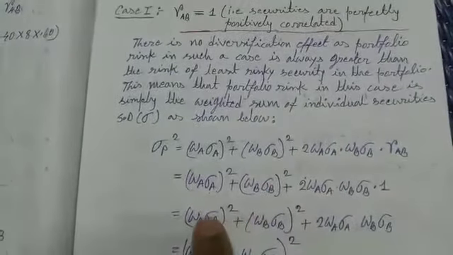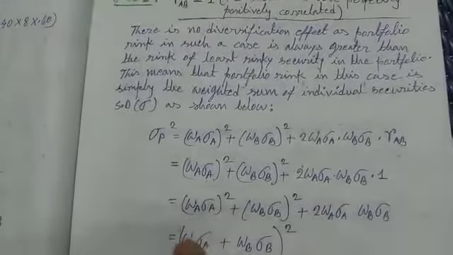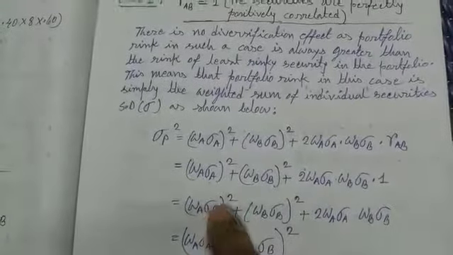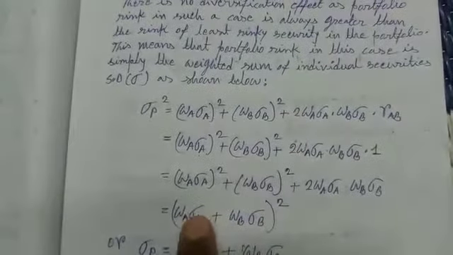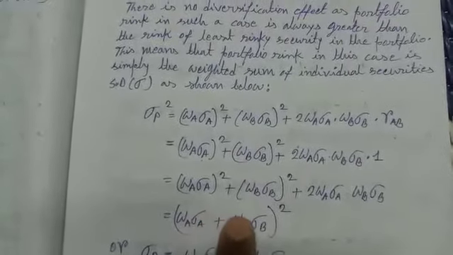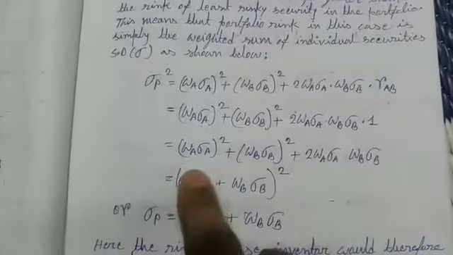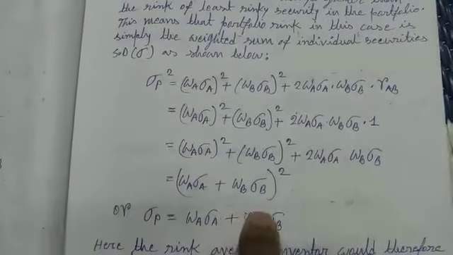So here the formula takes shape of A square plus B square plus 2AB. Now here it comes to A plus B whole square. Here WA sigma A is taken as A, WB sigma B is taken as B. So it is A plus B whole square. Now sigma P square, that means variance, equals WA into sigma A plus WB into sigma B whole square. Therefore, standard deviation of the portfolio, that means portfolio risk, will be root over of the variance of the portfolio, and it will be WA into sigma A plus WB into sigma B.